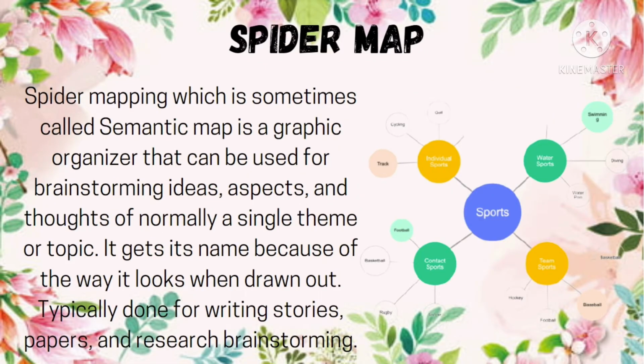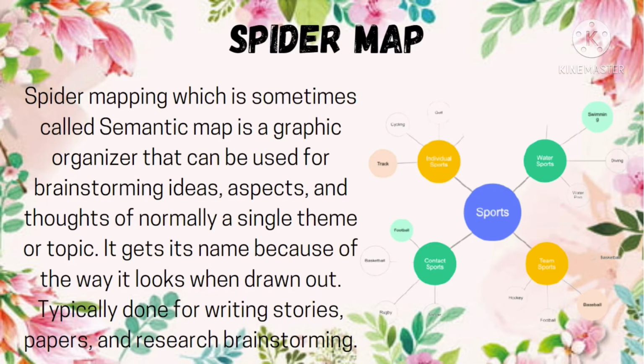Spider mapping, which is sometimes called semantic map, is a graphic organizer that can be used for brainstorming ideas, aspects, and thoughts of normally a single theme or topic. It gets its name because of the way it looks when drawn up, typically done for writing stories, papers, and research brainstorming.